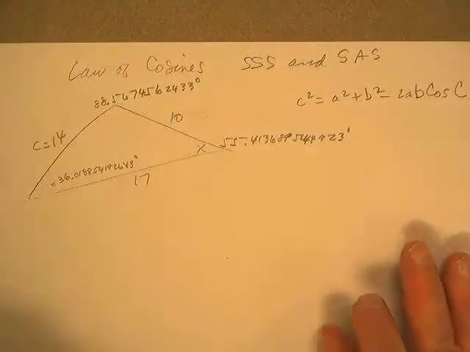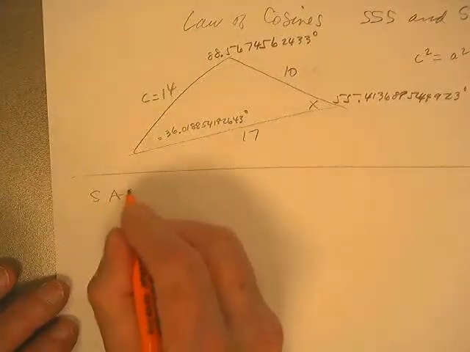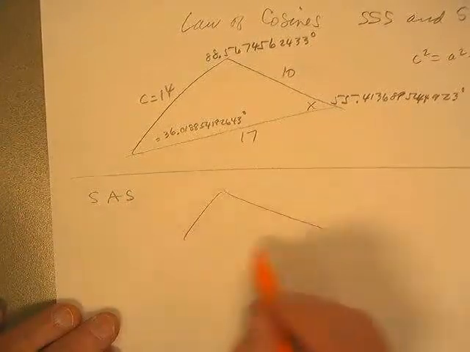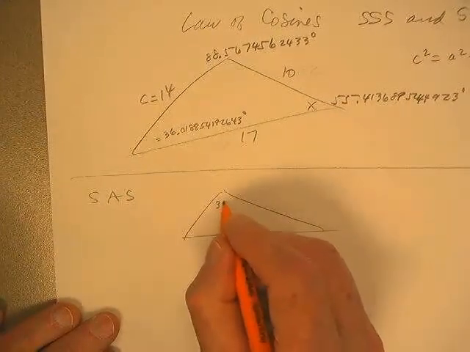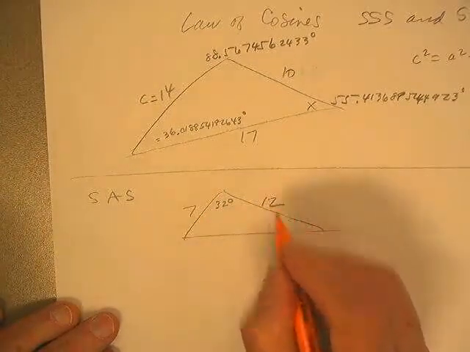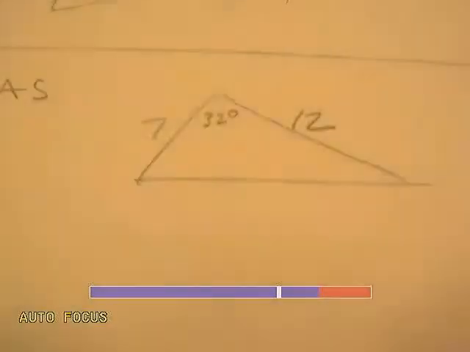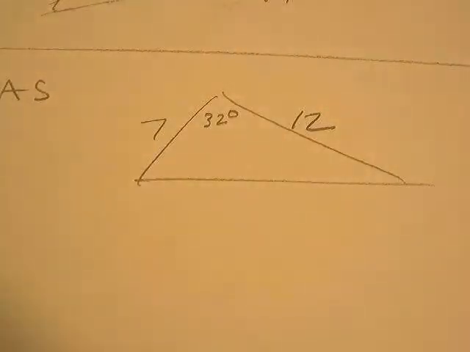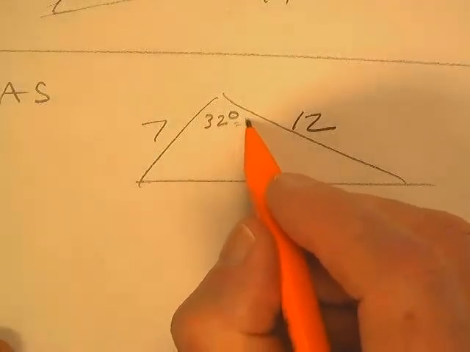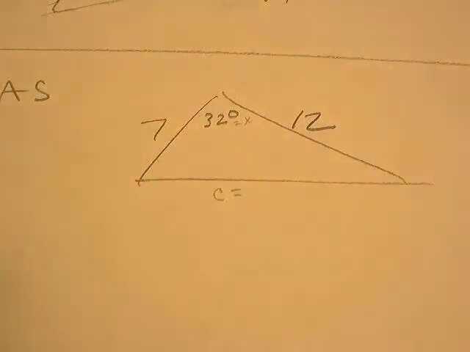So there's a side, side, side one. The other kind of problem you'll hit is side, angle, side. And these are a little different because they may give you something like this. They may give you that and tell you to solve the triangle. So think about it, this angle is going to be X, and this side over here is going to be C.